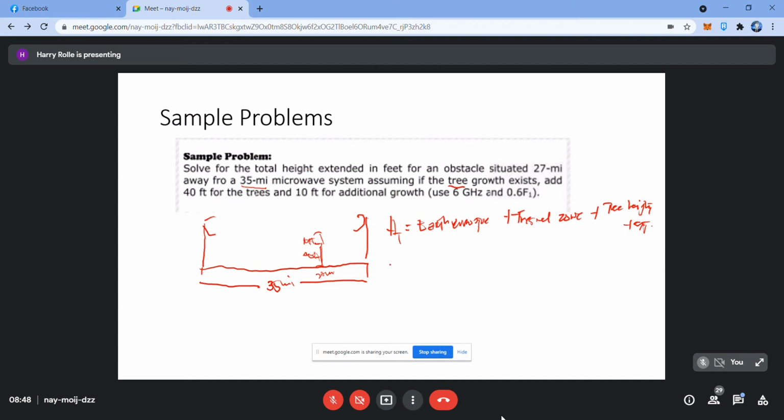What is the earth curvature in miles? What is the formula? Anyone? Hello? What is the formula for earth curvature in miles? Is nobody there? Who took notes yesterday? Did nobody take down notes yesterday?